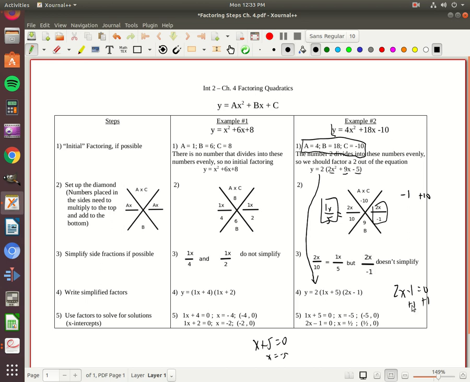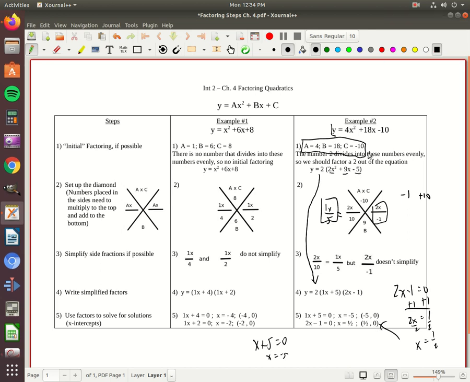If I add 1 to both sides, 2x equals 1, divided by 2, x equals 1/2, and that would be 1/2, 0. So I would expect to see these as my intercepts. Let me set that up in Desmos to show you. Over here we have y equals 4x squared plus 18x minus 10.